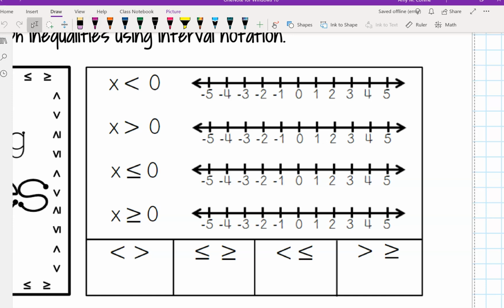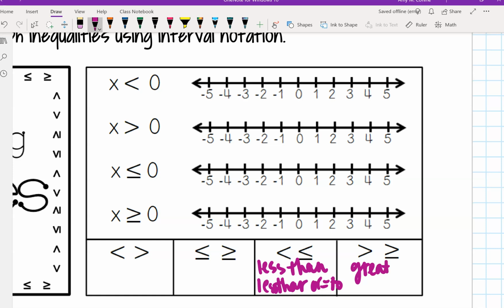When we have our little Pac-Man symbol pointing to the left, you have your less thans. So you have less than, and then you have less than or equal to. And when you have the little alligator symbol pointing to the right, those are your greater thans. Without the line is just greater than, and with the line, you've got your greater than or equal to.